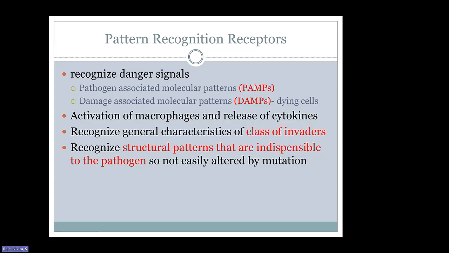What you have to remember is that the pattern recognition receptors recognize the general characteristics of a class of invaders. And typically these structural patterns that they recognize are indispensable to the pathogen, so that they are not altered by mutation. So over time, the PRRs don't change because they are recognizing the typical pattern that is needed for survival of pathogens for millions of years. So that doesn't change over time.